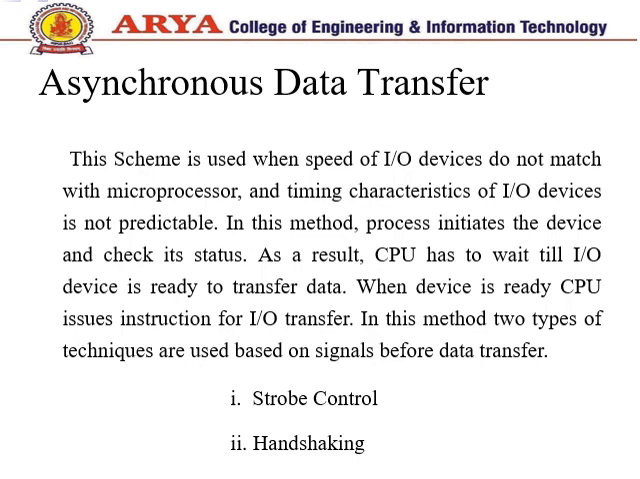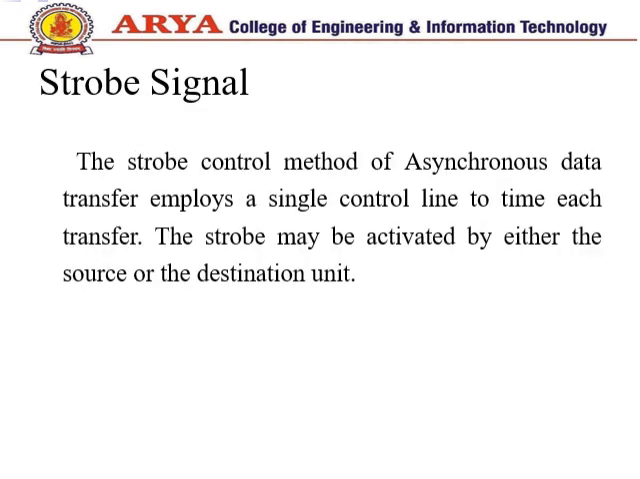In this method, two types of techniques are used based on signals before data transfer. First, strobe control. Second, handshaking. Strobe signal. The strobe control method of asynchronous data transfer employs a single control line to time each transfer. The strobe may be activated by either the source or the destination unit.